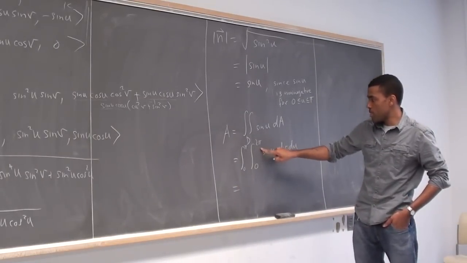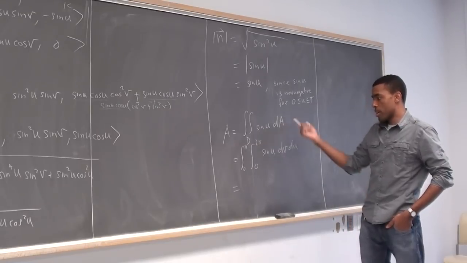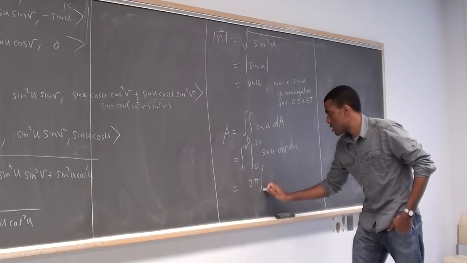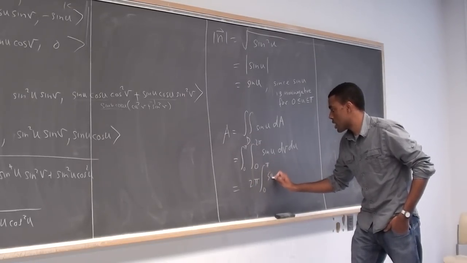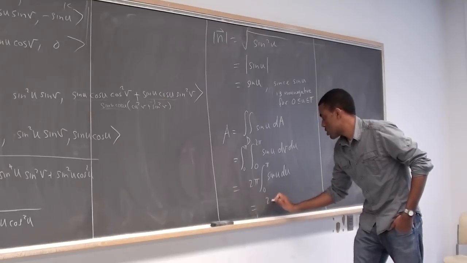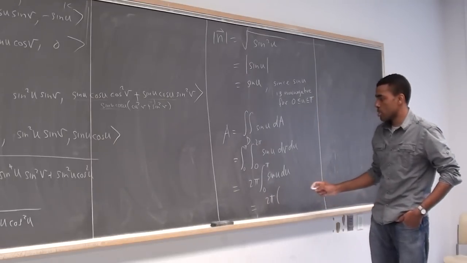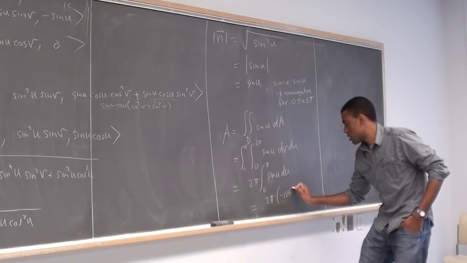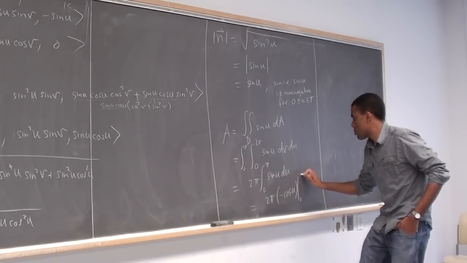So this is going to give you v, right? And then you're going to plug in 2 pi and 0. So you're really just going to get 2 pi times the integral from 0 to pi of sine, which is going to be 2 pi times, what's the integral of negative sine? It's just negative cosine, negative cosine between 0 and pi.